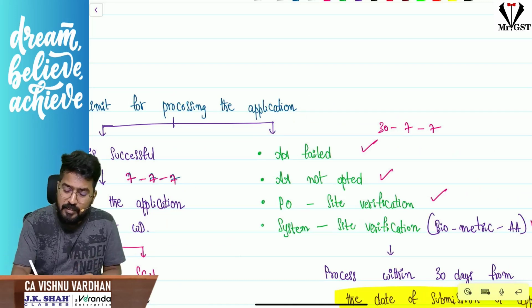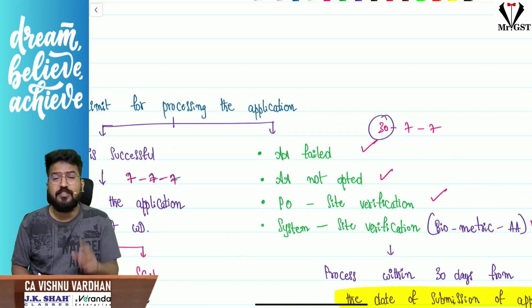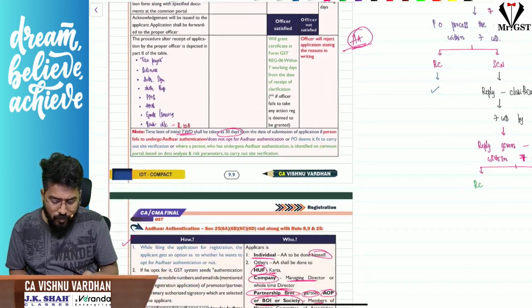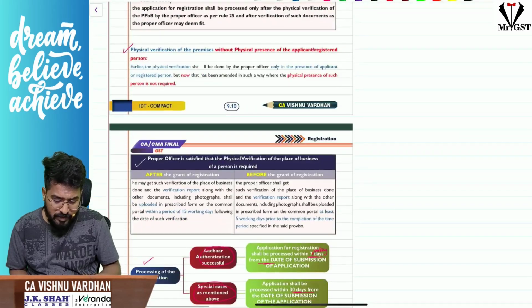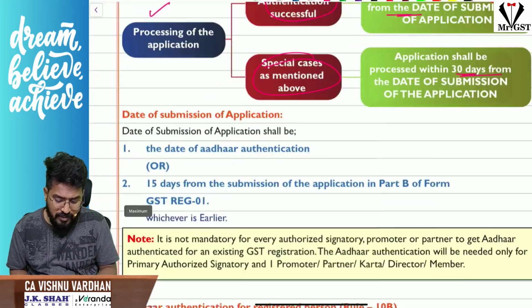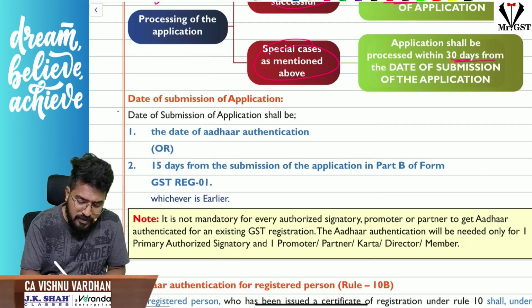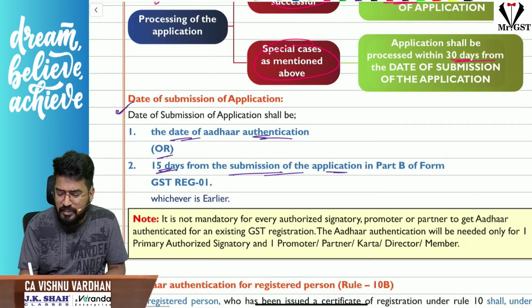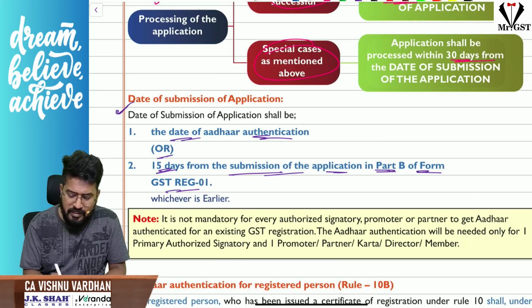And here the 30 days calculation will also be different. The 30 days is from the date of submission of application. What do you mean by that, sir? Sir, 30 days from the date of submission of application means the date of Aadhaar authentication, or 15 days from the submission of application in Part B of Form GST REG-01.